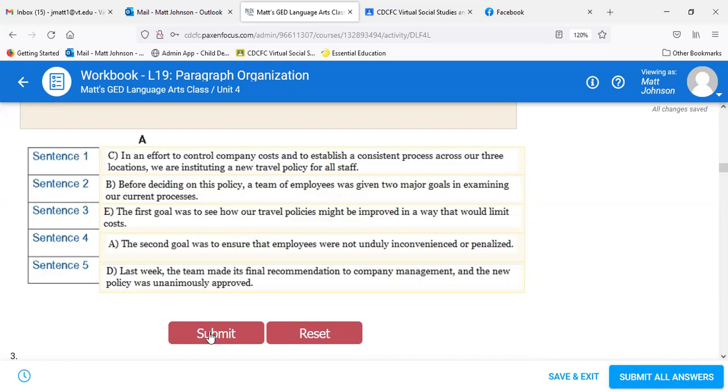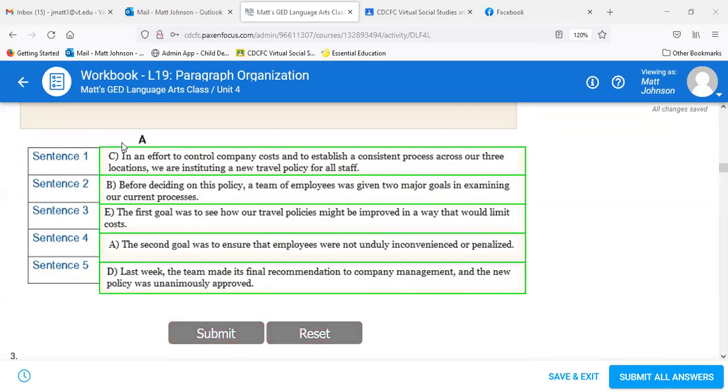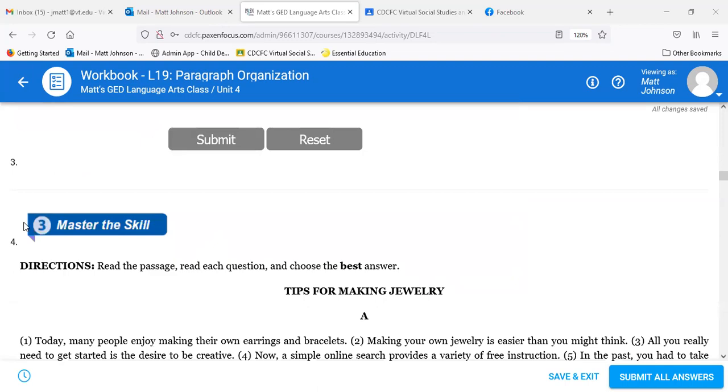So reading it now in order, right? "In an effort to control company cost and to establish consistent process across our 3 locations, we are instituting a new travel policy for all staff. Before deciding on this policy, a team of employees was given 2 major goals in examining our current processes. The first goal was to see how our travel policies might be improved in a way that would limit cost. The second goal was to ensure that employees were not unduly inconvenienced or penalized. Last week, the team made its final recommendation to company management, and the new policy was unanimously approved." Okay, so now we see how much better that flows and makes a lot more sense.